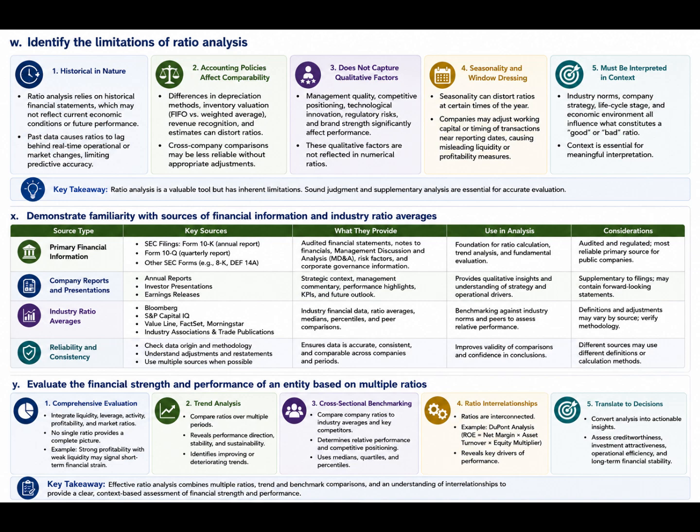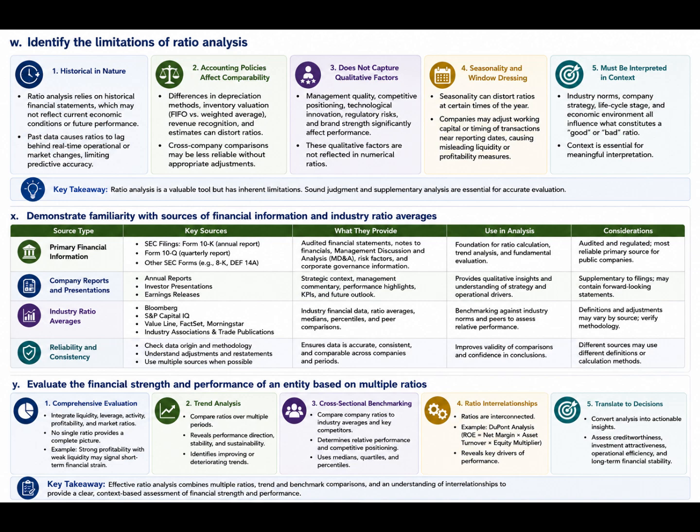Industry ratio averages are available through financial databases and industry associations. Sources such as Bloomberg, S&P Capital IQ, Value Line, and trade publications provide benchmarking data. Analysts must assess reliability and consistency of sources. Understanding data origin, adjustments, and methodology is essential for accurate comparative analysis.